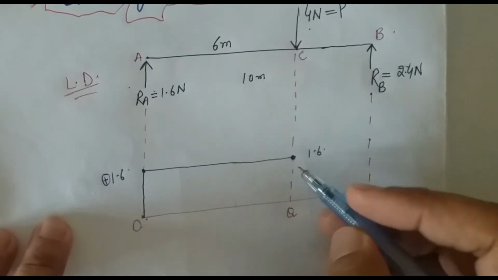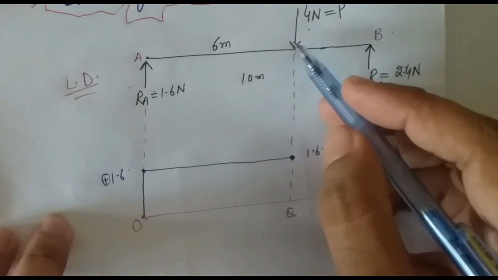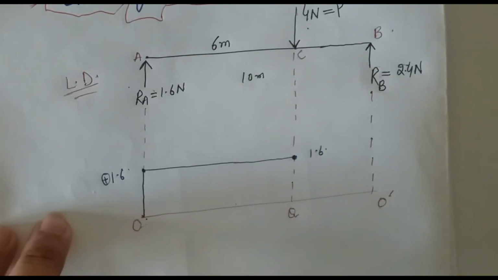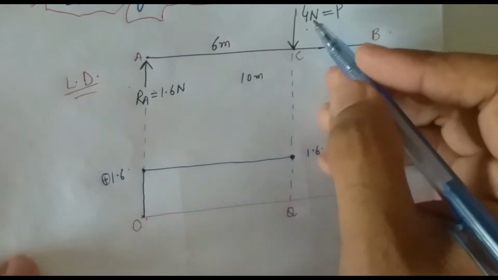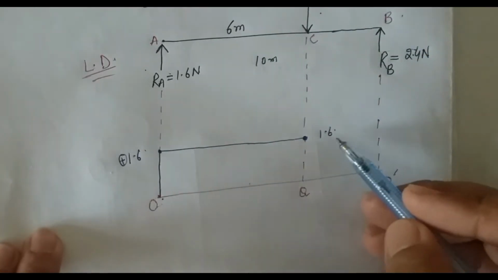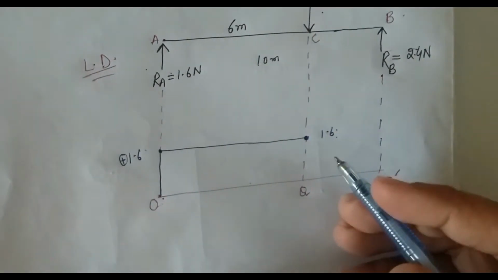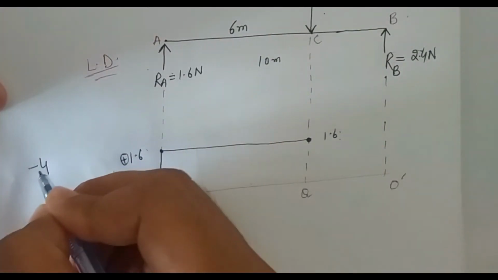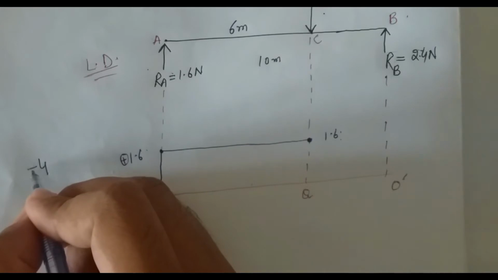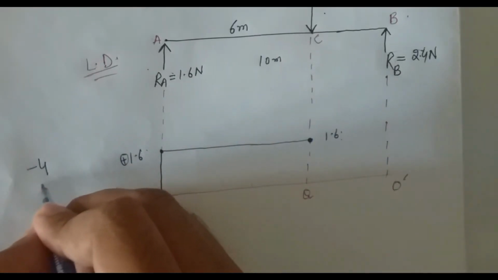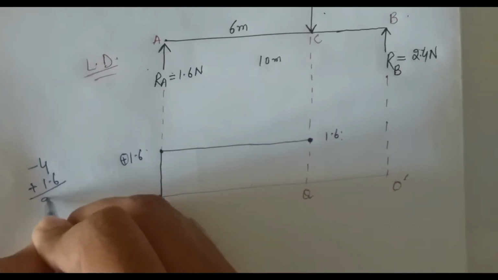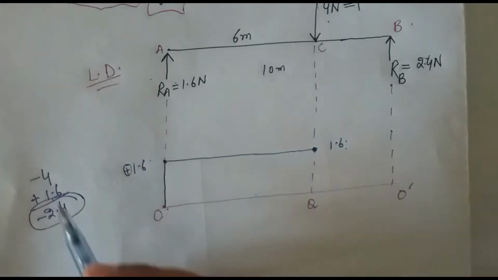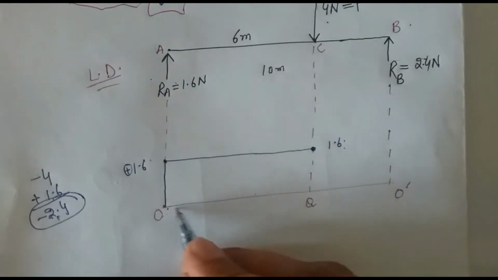But at the same time, if we look at the load diagram, the concentrated load has a value of 4 Newton and the load is acting downward. It means that the 4 Newton value is negative. So we add minus 4 to 1.6, as it is acting downward and therefore I assigned it negative, and plus 1.6 gives minus 2.4. The result is minus 2.4, which is also a negative value. It means that this value is located below the reference line.